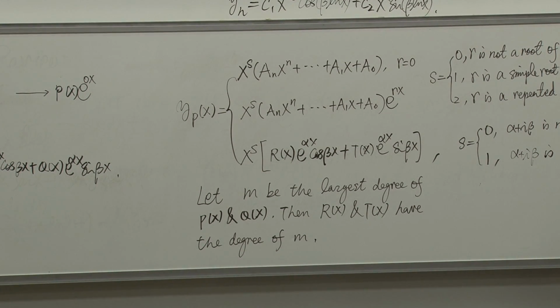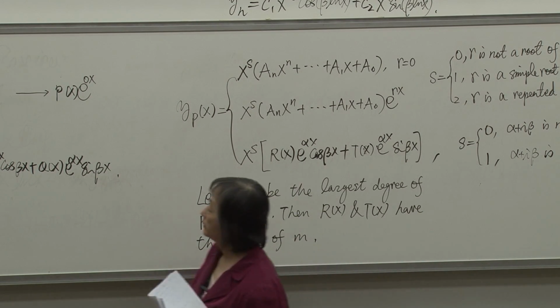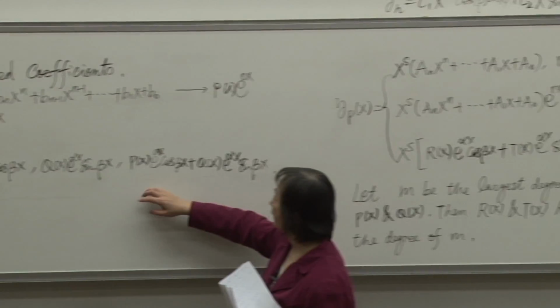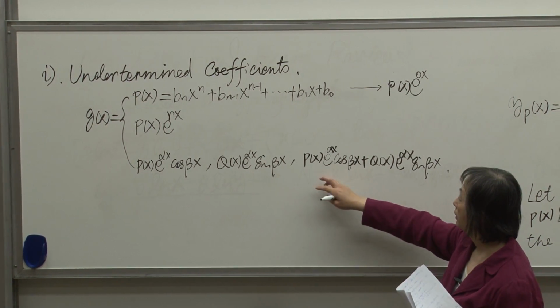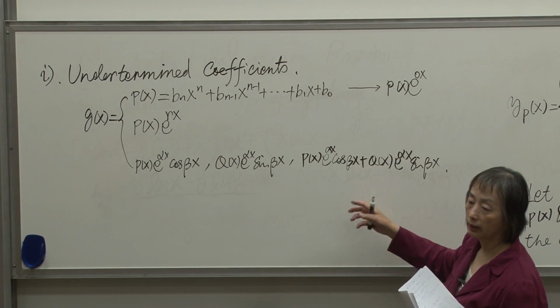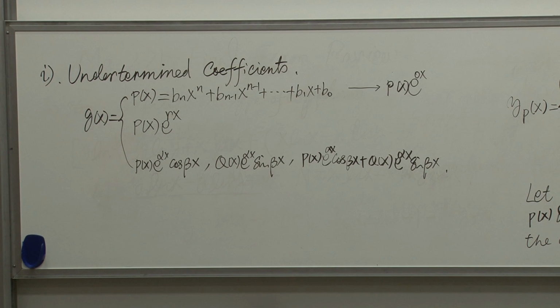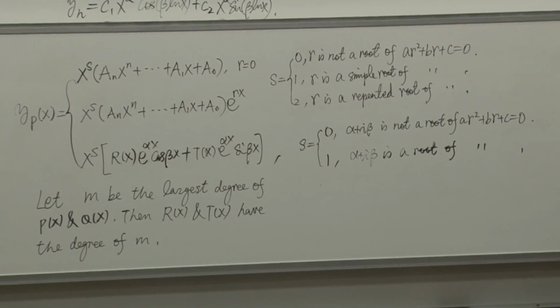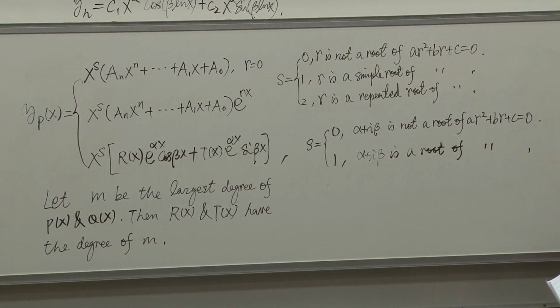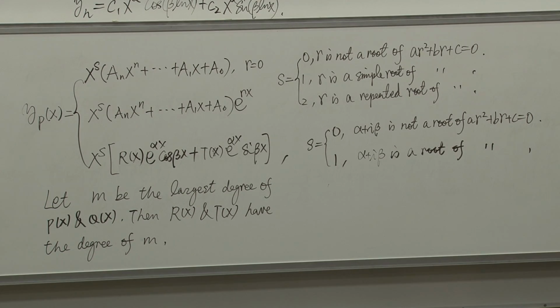Fortunately, in this course, we deal with many cases where p of x, q of x are probably first degree polynomials or constants. So r of x, t of x are not too complicated. Do we have questions?